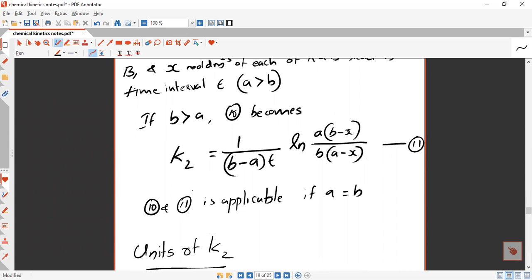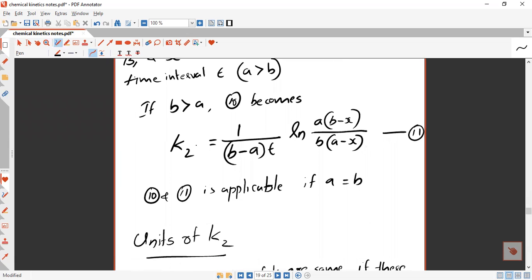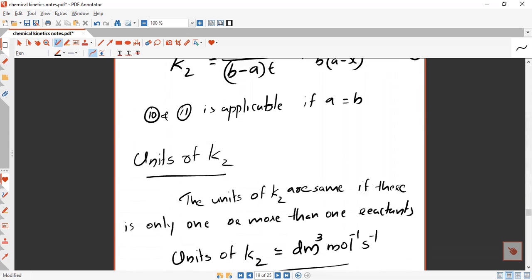Equations 10 and 11 are applicable if A is not equal to B. That is the rate equation of a second order reaction when there are two reactants A and B.